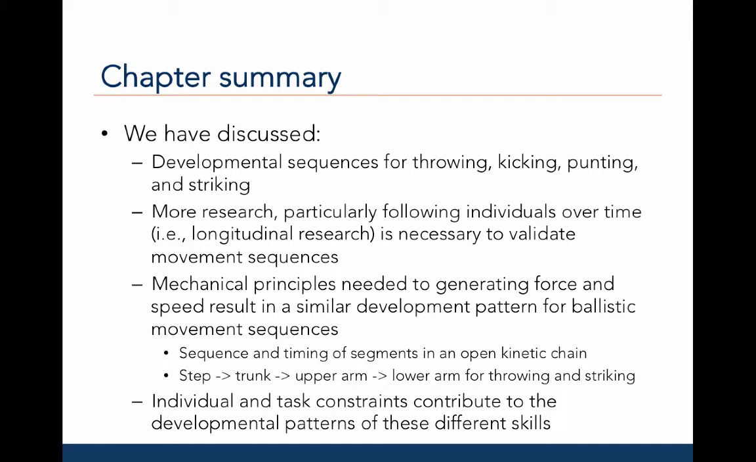Third, the basic mechanical principles needed for generating force and speed in ballistic skills results in a similar pattern or sequence of development across different skills. The sequence and timing of these different components are necessary to take advantage of the open kinetic chain. The basic pattern is that momentum is transferred from the legs through the step to the trunk through differentiated hip and shoulder rotation, to the upper arm through lag, and to the forearm through lag, and lastly to the implement or the body part that's contacting the object to be projected. Lastly, individual and task constraints contribute to the different developmental patterns observed for these different skills.